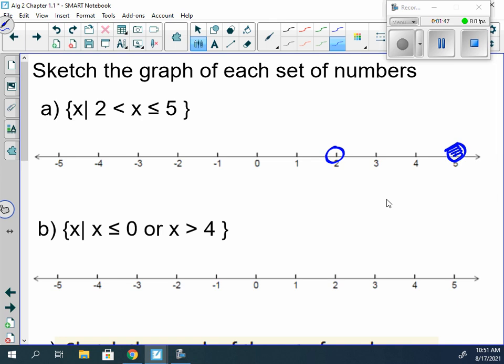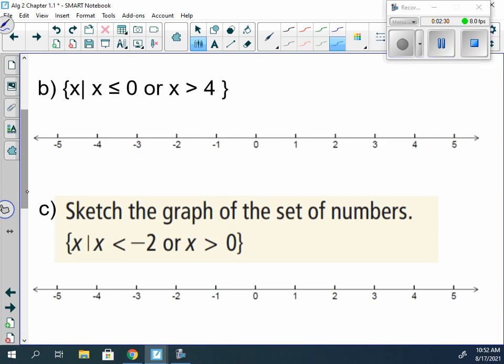Now because it is an and statement, and we know it's an and statement because x is in the middle: 2 is less than x, so x is greater than 2, and x is less than or equal to 5. So that's all the points in the middle. And in most of our and statements, when we have number, inequality sign, x, inequality sign, number, we're shading in the middle. X is in the middle, shade in the middle. Any other questions on the letter A, the first example of the day? Okay.